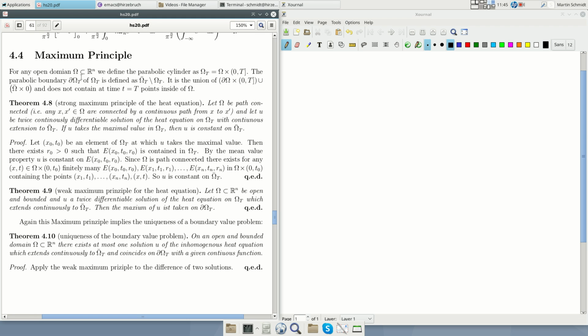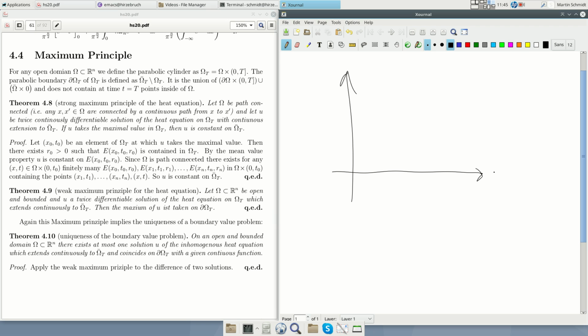Now, first, before we introduce the maximum principle, we define for any open domain the parabolic cylinder. If we denote x and t, and we have some open domain omega, then the parabolic cylinder is this domain, but important is it contains also this boundary part. Whereas the other boundary parts belong to the boundary. So this is the boundary of the parabolic cylinder, but this belongs to the parabolic cylinder, so it doesn't belong to the boundary.